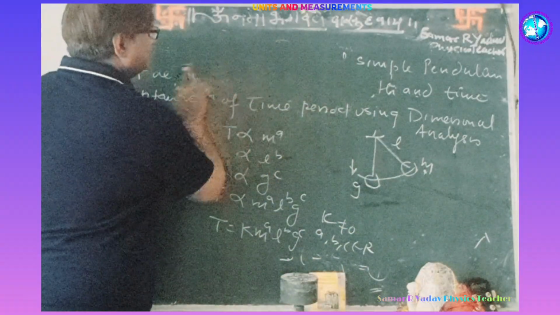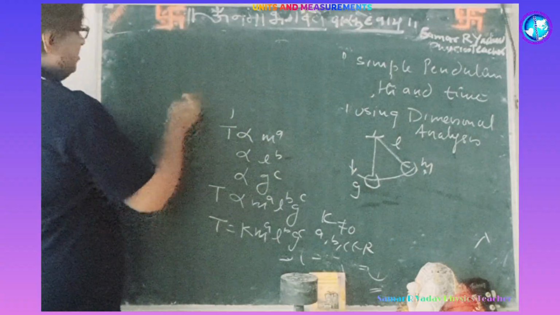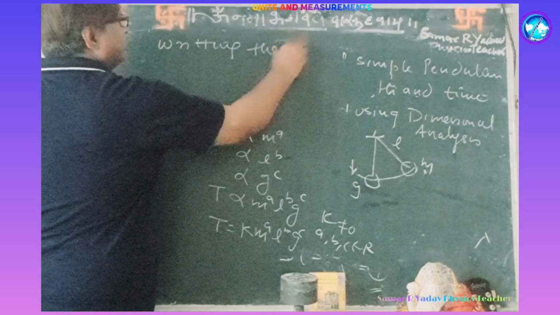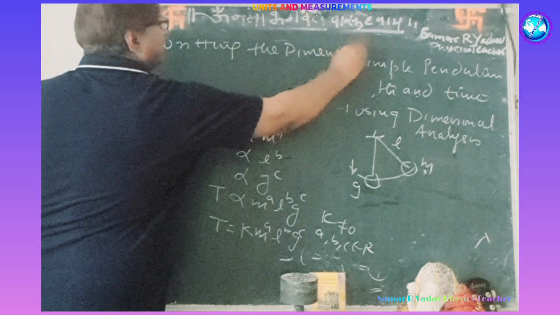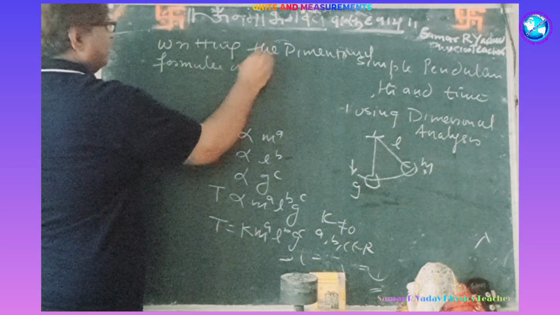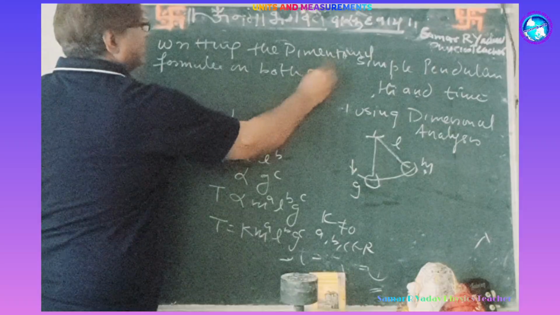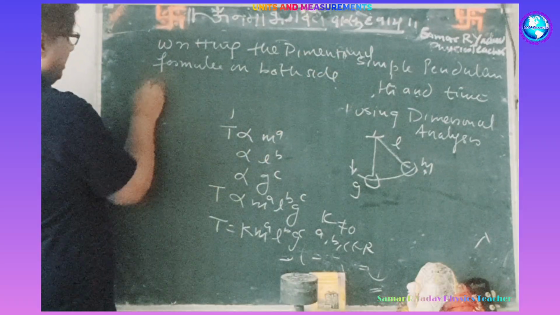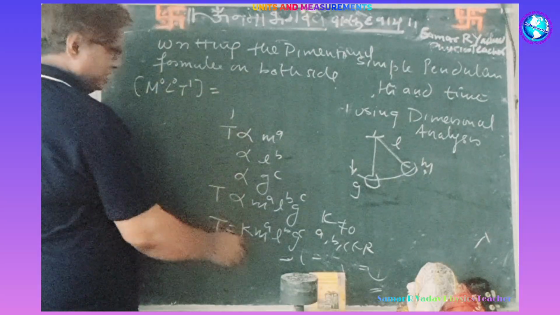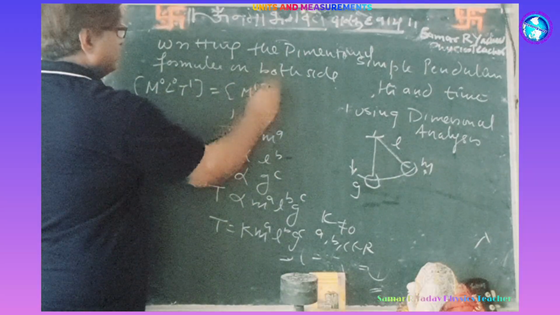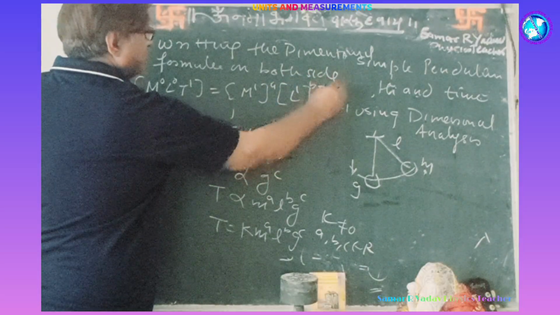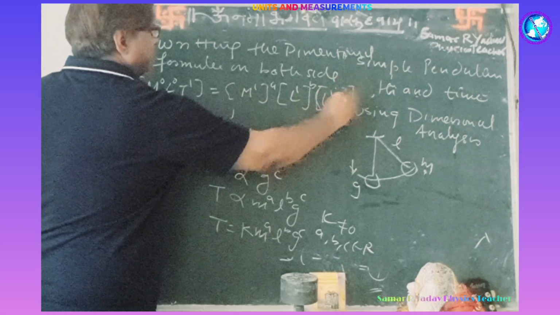Now writing the dimensional formula on both the sides. Therefore M^0 L^0 T^1 is equal to k, which is dimensionless, so we can write M^1 raised to a, L^1 raised to b, and g, that is L^1 T^-2, raised to c.